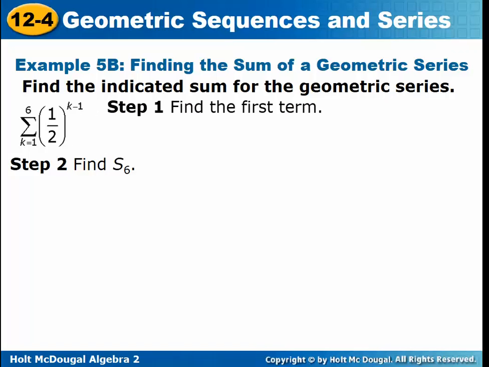So our first step is to find the first term. Since we know that r is equal to 1/2 in this case, we can start by finding the first term. To find the first term, you just take k equals 1 and plug it into our expression. So we would have 1/2 to the 1 minus 1, which is 0, and anything to the 0 power is 1. So our first term is just going to be 1.